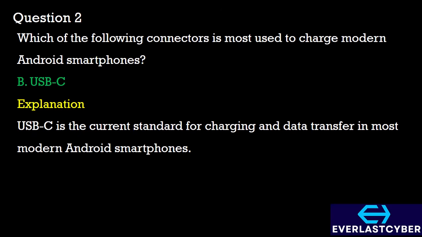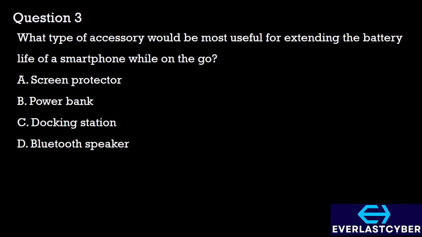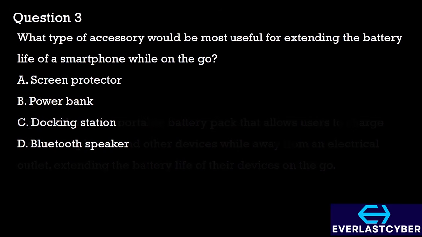Question 3. What type of accessory would be most useful for extending the battery life of a smartphone while on the go? A. Screen protector. B. Power bank. C. Docking station. D. Bluetooth speaker. For this, we'll be going with option B.